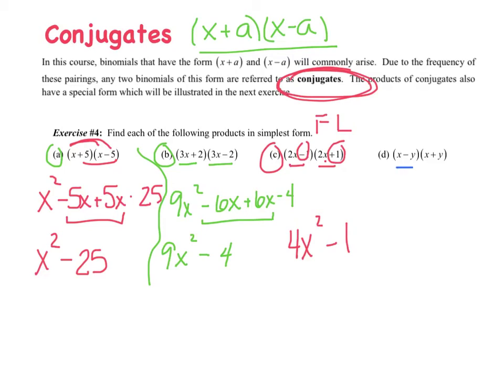Letter D, are they conjugates? X minus y and x plus y. Yes. So we like to call that Florida style, FL. I can go first and last, a little Florida style. X times x is x squared. Outer and inners cancel, minus y squared. So take your time and look for those conjugates. They will make your life a little simpler, and you can go that Florida style, first and last only.